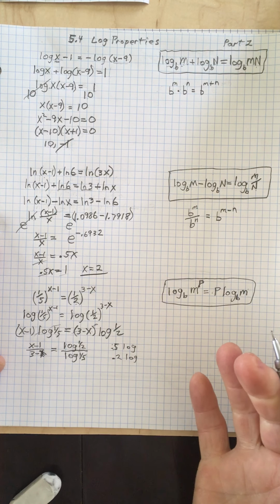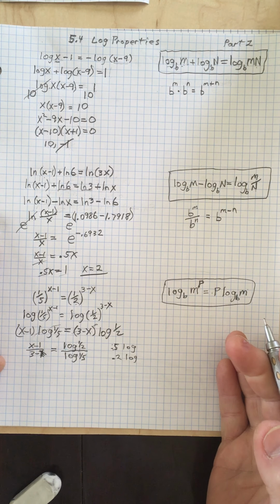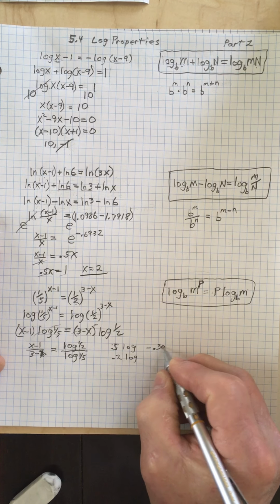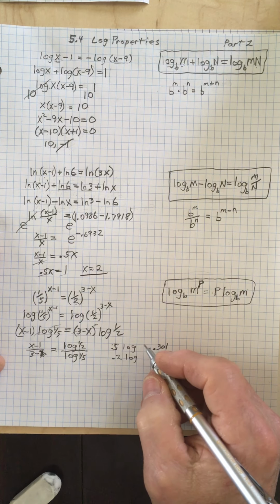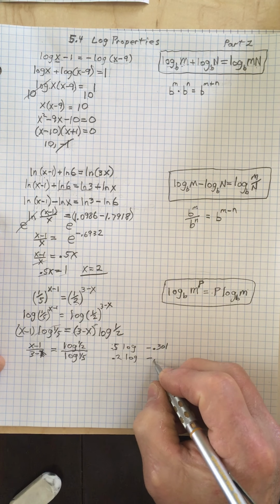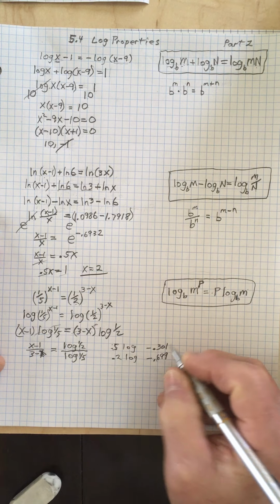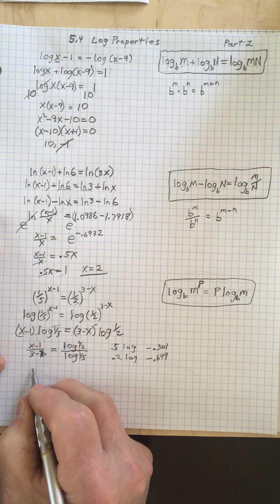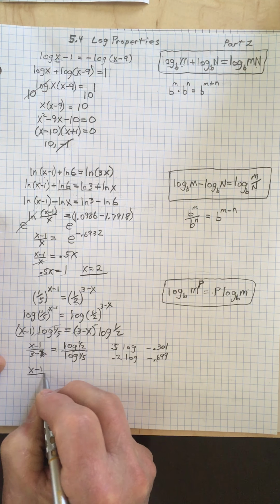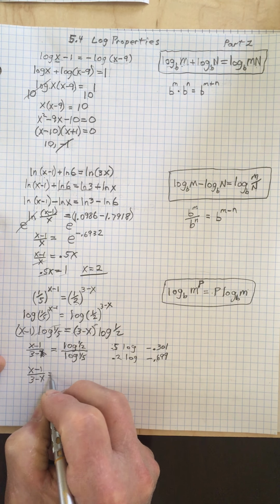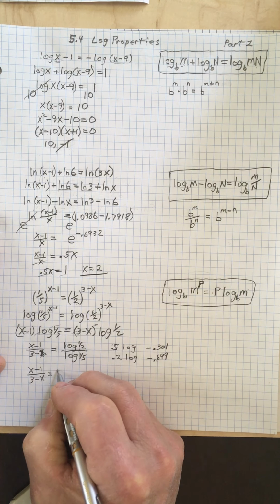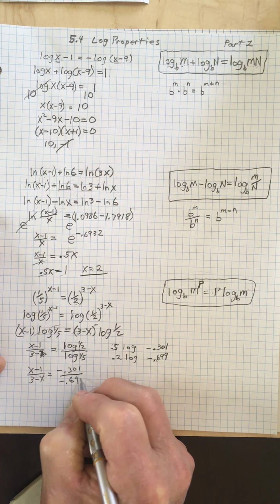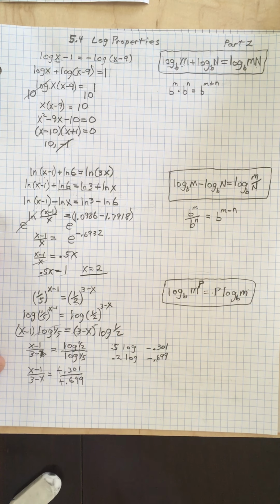Okay, so again, if I put in 0.5, I'm going to get minus 0.301 rounded. And if I put in 0.2, I'll get minus 0.699 roughly. Okay, so let me put those here. So I have x minus 1 over 3 minus x equals negative 0.301 over negative 0.699. Two negatives becomes a positive.